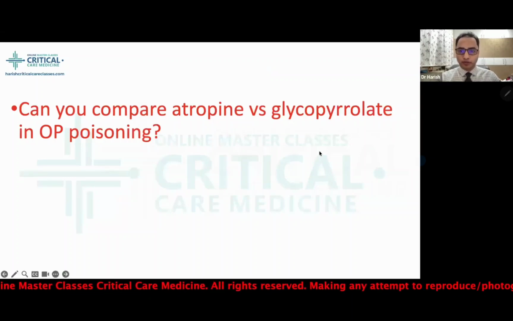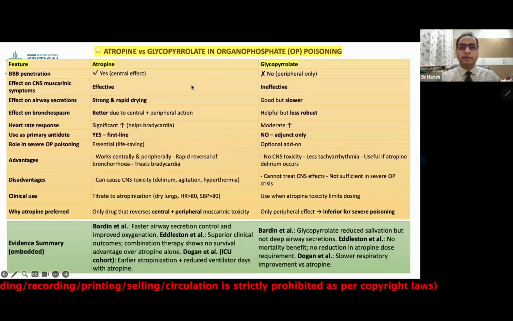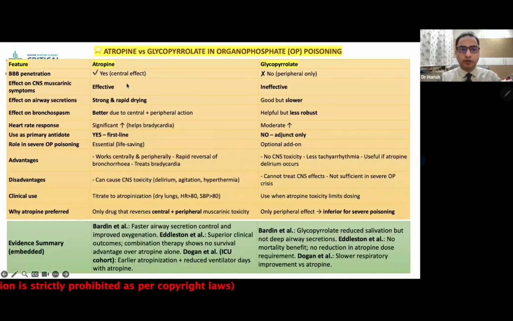Can you compare atropine versus glycopyrrolate in OP poisoning? Meaning, what exactly is the antidote? What are the limitations of glycopyrrolate? What is the mechanism of action of atropine and all those things. Okay. If you see the comparison in OP poisoning, for blood brain barrier penetration, yes, atropine will have that central effect. Glycopyrrolate will not have blood brain barrier penetrating ability. It is acting only peripherally. So effect on CNS muscarinic symptoms: effective for atropine and ineffective for glycopyrrolate.